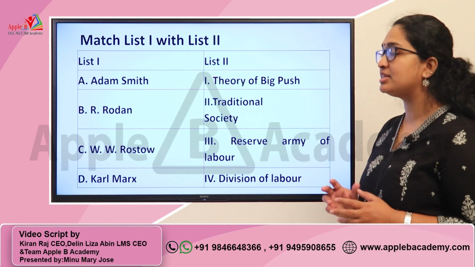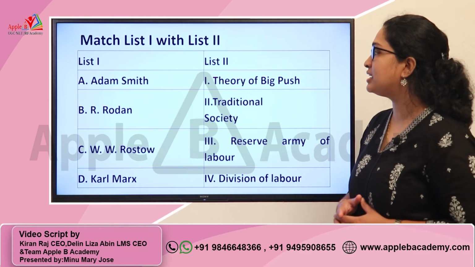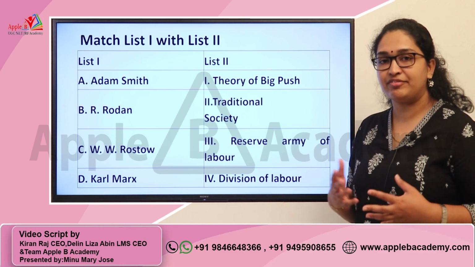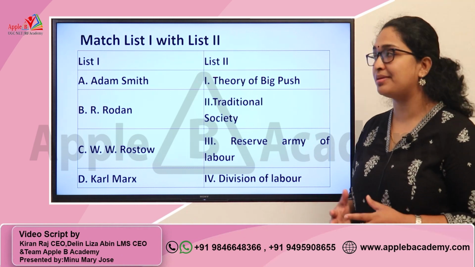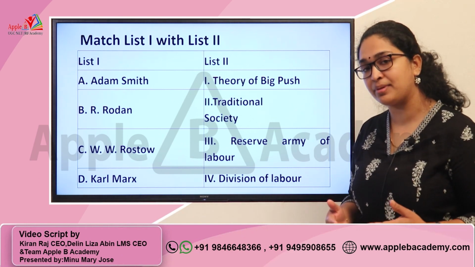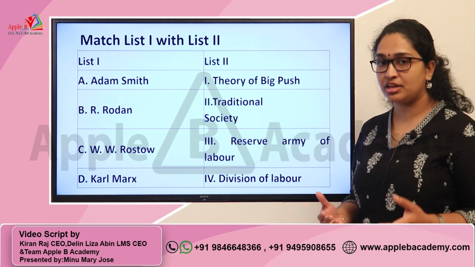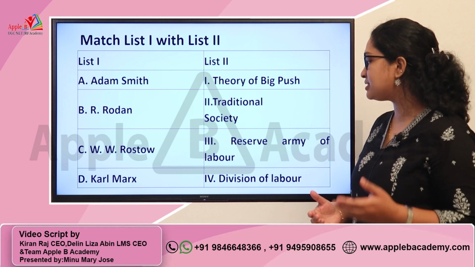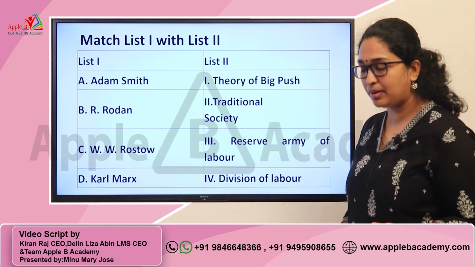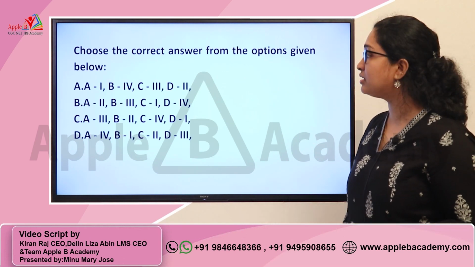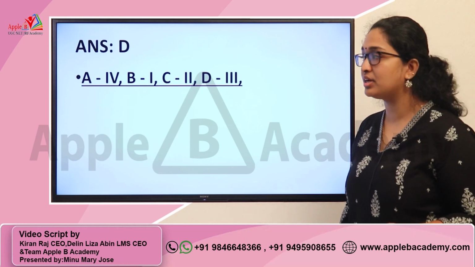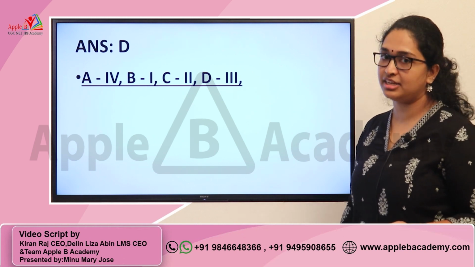The next one is match list 1 with list 2. That is, list 1 will give you different economists and list 2 will give you some of the important development theories, important development concepts. The list 1 will give you Adam Smith, Rodin, Rosenstein-Rodan, Rostow and Karl Marx, and the list 2 will give you theory of big push, traditional society, reserve army of labor and division of labor. It's a very easy and direct question, again from development economics. We have options given here and matching the correct one will be option D, that is A to 4, B to 1, C to 2 and D to 3.